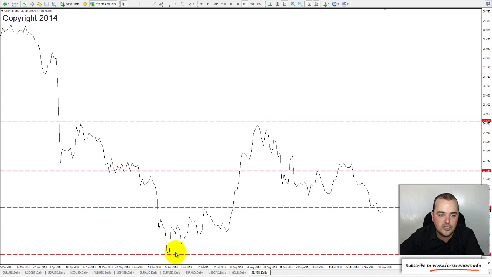Let me put that on again. One tap here. Okay? And as you can see, we've got one tap here. So when price came up here, gave a bearish signal, gave a really good signal to sell on the second tap.